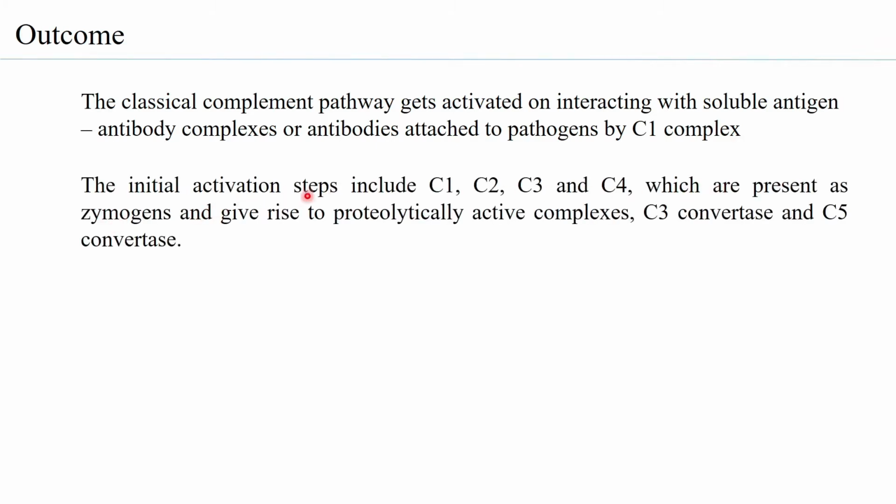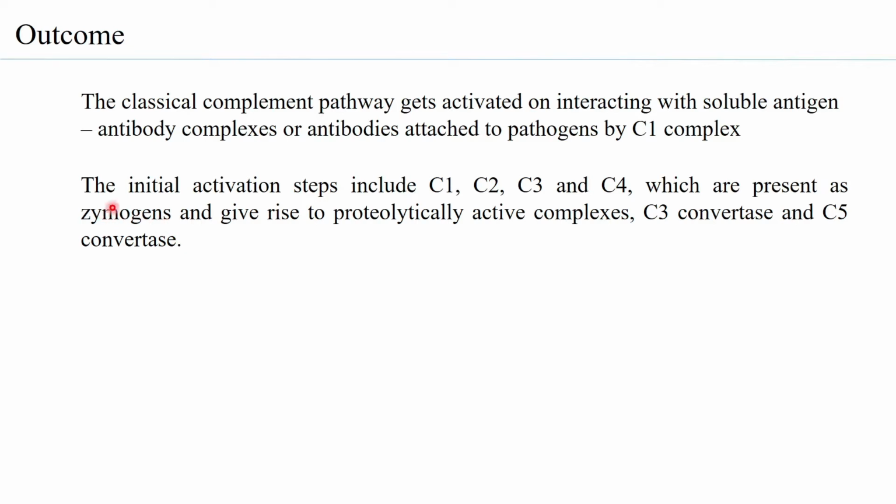Now the initial activation steps include C1, C2, C3 and C4, which are present as zymogens. So what do we mean by zymogens? It means that they are present in the inactive form, and only when required and triggered it gets into an active catalytic state. Until then it remains as a zymogen, which is important. Otherwise, the moment the components of complement are in the circulation, they would try to go and initiate an immune response, which is not needed. It is needed only when it encounters a non-self particulate.